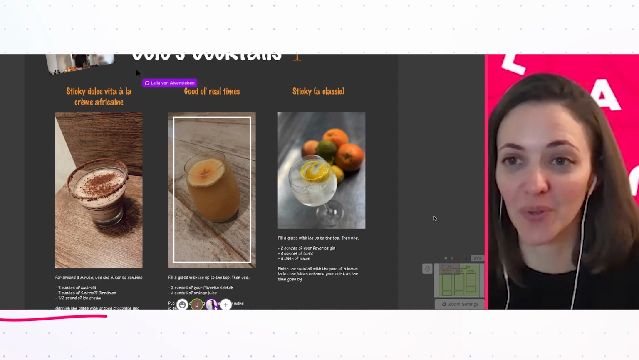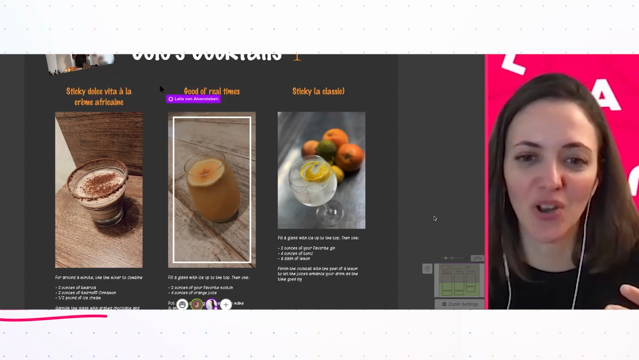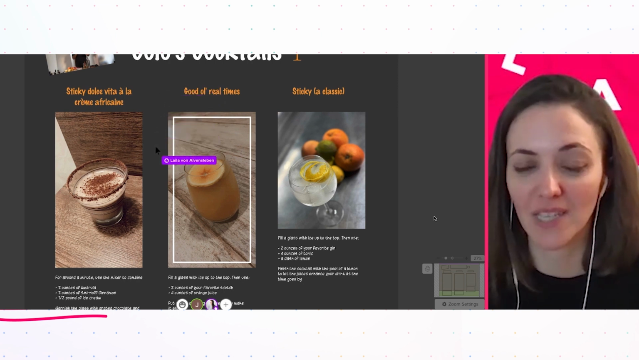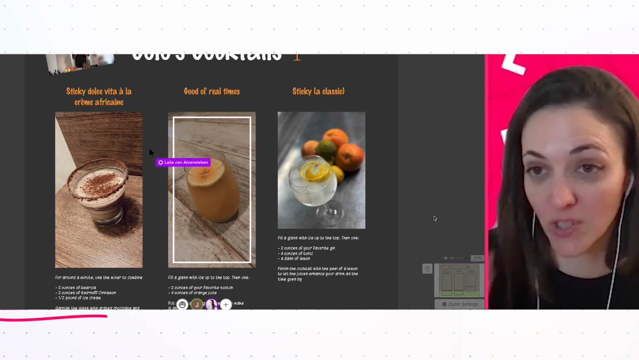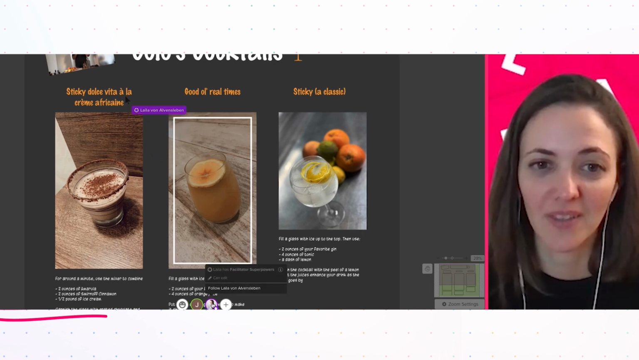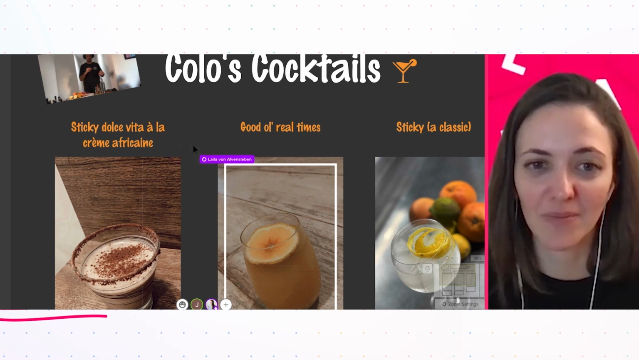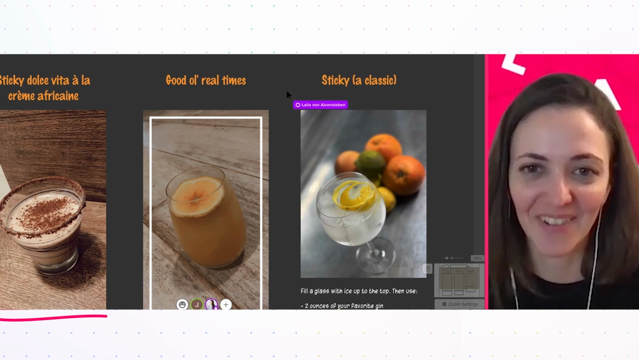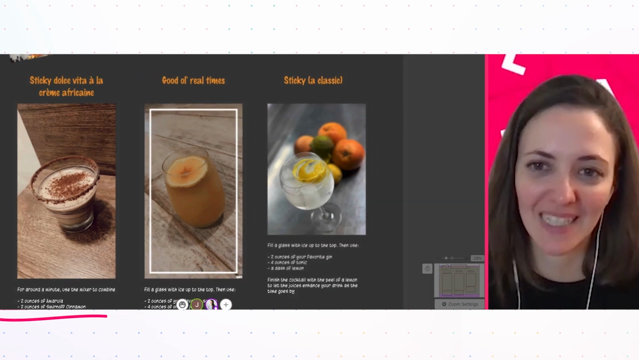She also works at Mural. And so she would try each cocktail. And at the end, while he was making the cocktails in Zoom, he would say, who wants to suggest a name for this cocktail? So I remember giving this very long name, Sticky Dolce Vita à la crème africaine. And then we had Good Old Real Times and Sticky.